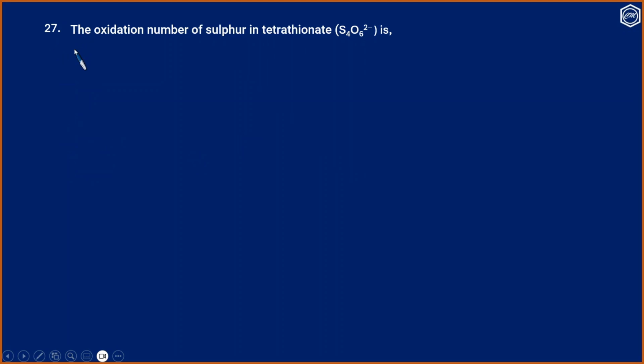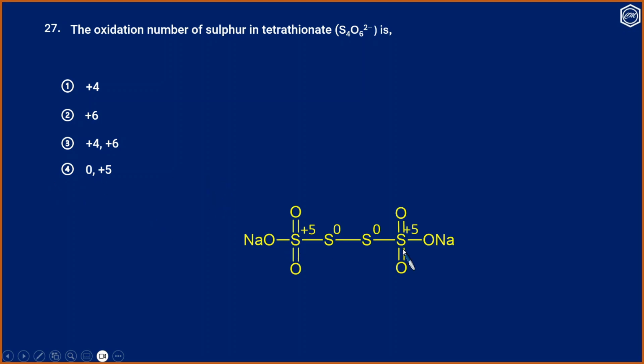Question 27. Oxidation number of sulfur in tetrathionate S4O6 2 minus is: option 1, plus 4; option 2, plus 6; option 3, plus 4 and plus 6; option 4, 0 and plus 5. The tetrathionate ion is this one. The central sulfur atoms are assigned an oxidation number of 0 and the other two plus 5 each. So the correct answer is option 4, 0 and plus 5.